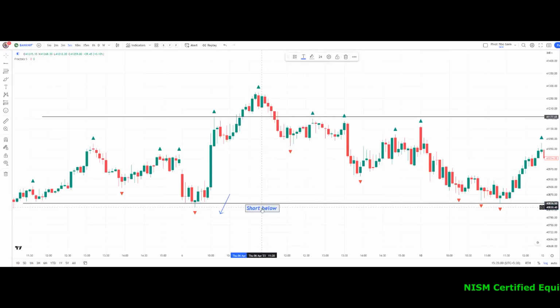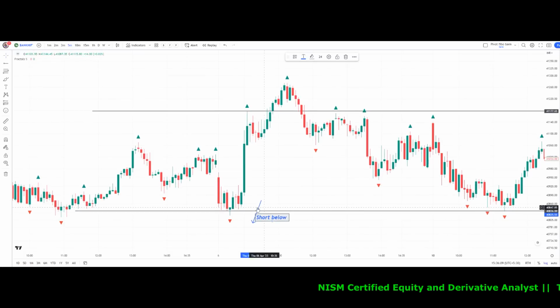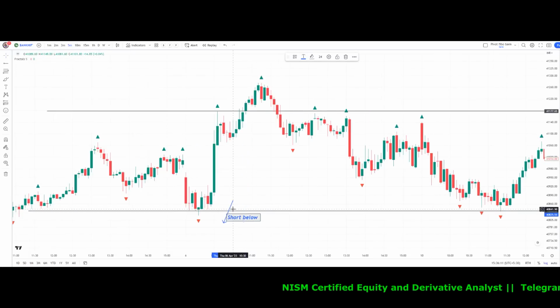Short below. So one can enter into the long trade above this because this is the support zone, and we also got a hammer candle, that is a pin bar candle. Once this high is broken, one can enter into the long trade.